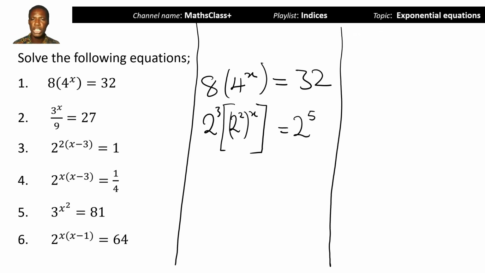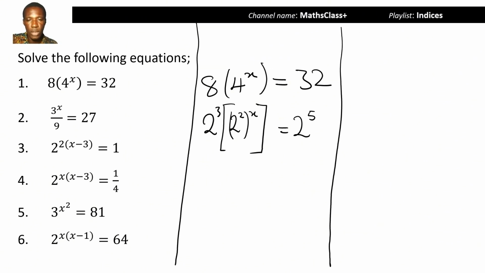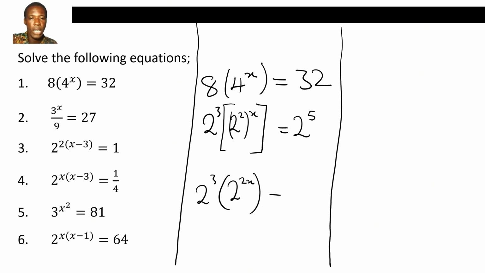So I've managed to change everything to number base 2. Okay, so once the bases are the same, now let me take care of what's in the bracket. 2 to the power 3 multiplying 2 to the power 2x, and that is equal to 2 to the power 5. Okay, now let's do the multiplication here.